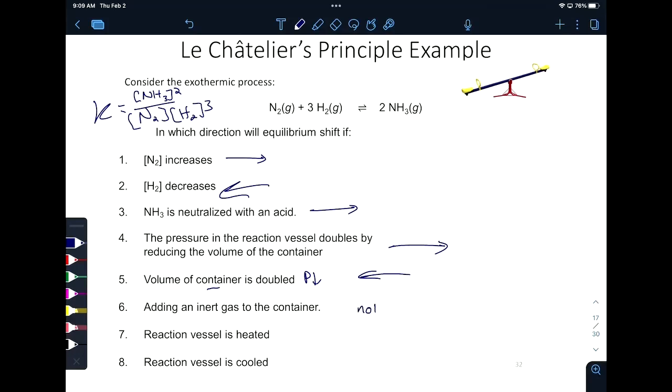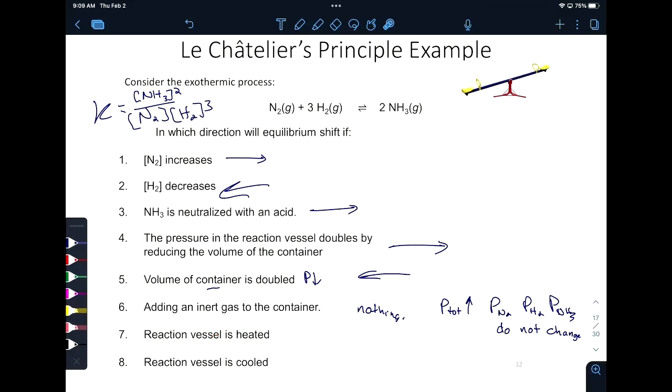This one's kind of tricky, so nothing actually changes. If we add an inert gas to the container, the total pressure of the container increases, but the partial pressures of N2, hydrogen, and NH3 do not change because we're just adding an inert gas. It's not involved in the chemical reaction. P total changes, but the partial pressures don't change. And remember, it's the partial pressures that go into our K expression, so they don't change. So 6 is kind of a trick question.